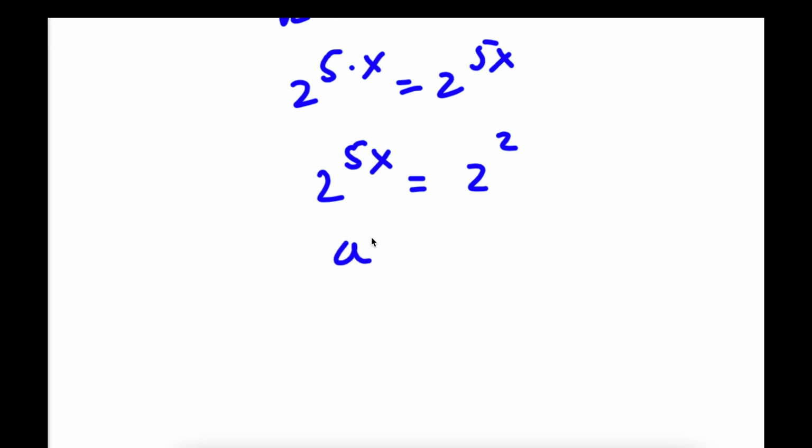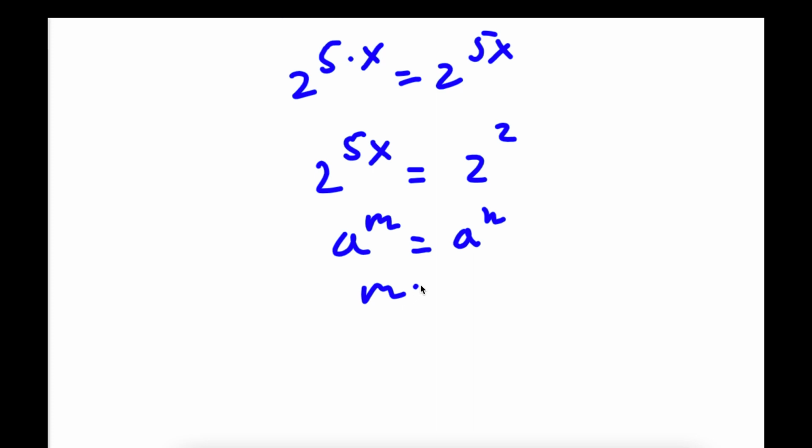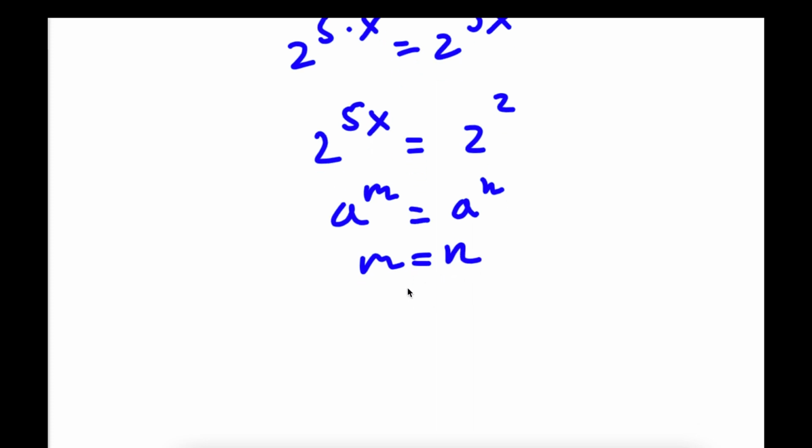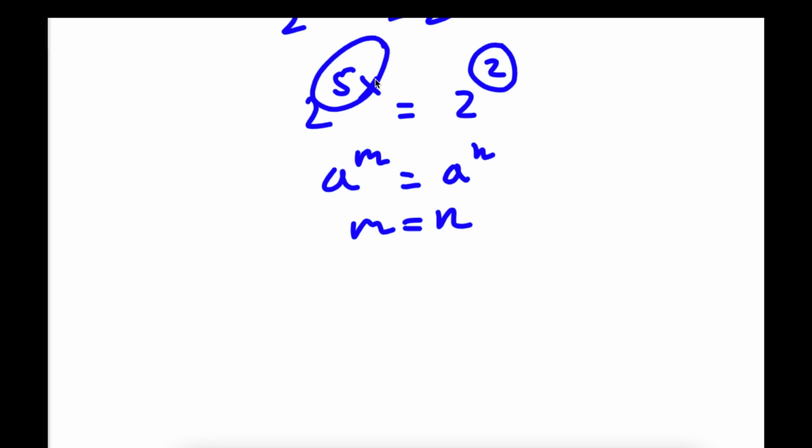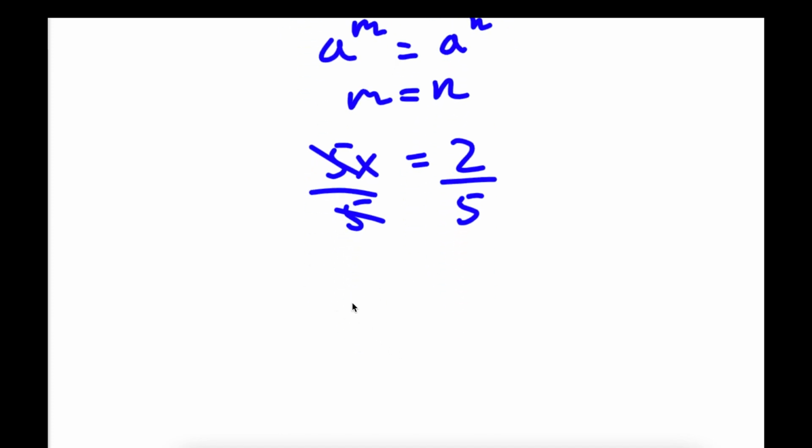And if I have something in the form a to the power of m is equal to a to the power of n, then this means that m is equal to n. So for 2 to the power of 5x is 2 squared, these two exponents would be equal to each other. So I have 5x is equal to 2. Now we want to isolate x, so I'll divide both sides by 5. These two cancel out, and I get x is equal to 2 over 5.